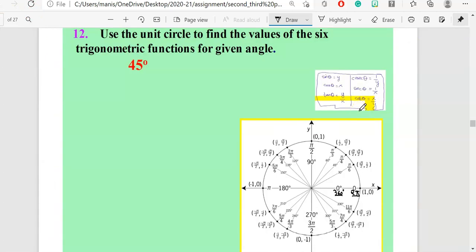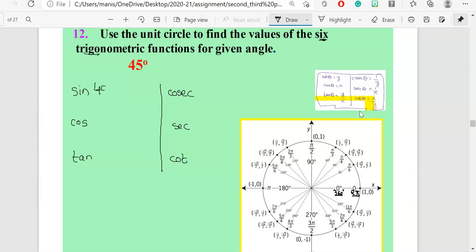Now let's look at this question. It says use the unit circle to find the values of the 6 trigonometric functions for given angle. Now the question is asking us to find 6 trigonometric functions. So the 6 trigonometric functions are your sine, cosine, tangent, and I will do the remaining over here. The remaining 3 are our reciprocals: cosecant, secant, and cotangent.